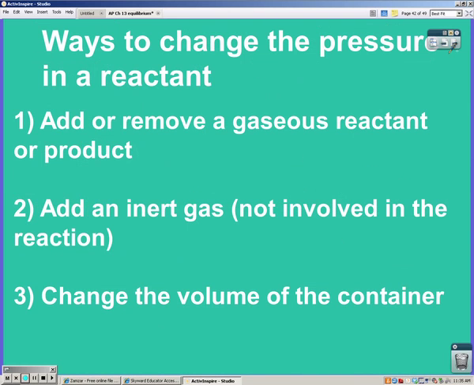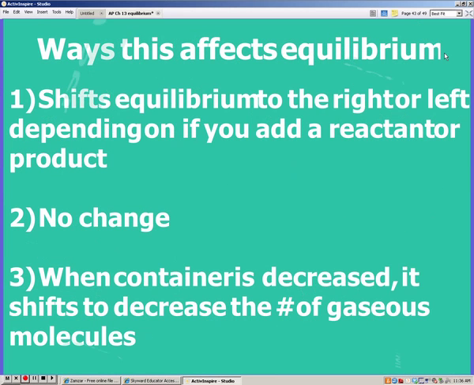There's three ways that you can change the pressure in a reaction. First is add or remove a gaseous reactant or product. If you add an inert gas, which is not involved in the reaction, it changes the pressure, or if you change the volume of the container. If I do those things, these are the effects.